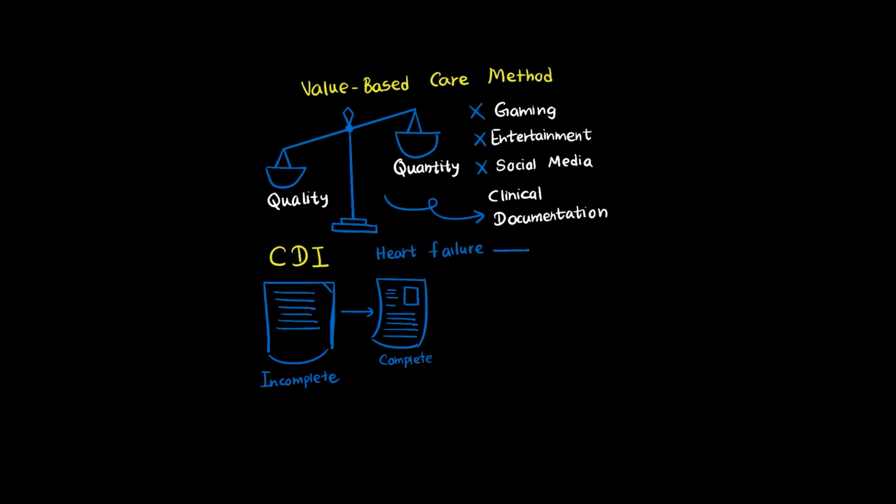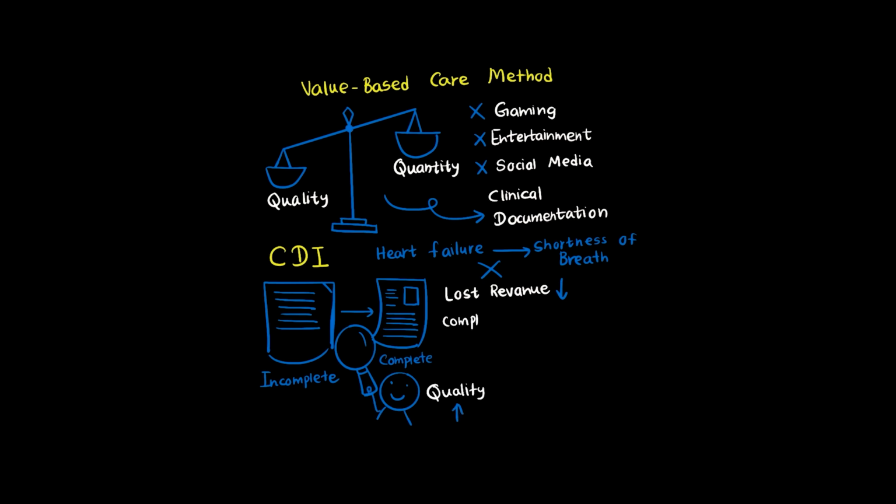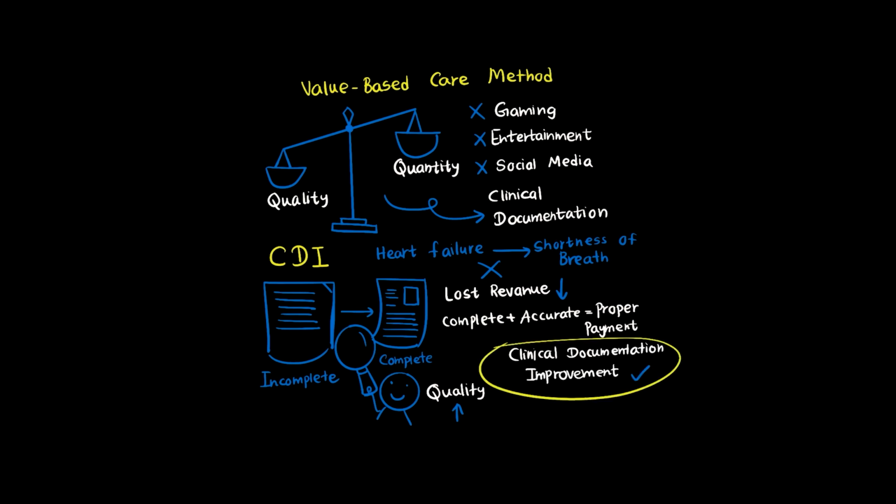Without it, a heart failure patient might be coded as having simple shortness of breath, understating severity, and losing reimbursement. CDI specialists review documentation, query physicians for clarification, and ensure the record reflects true clinical complexity. It's like having an editor who ensures your story is complete and accurate. Under value-based models, incomplete documentation means incorrect quality scores and lost revenue.